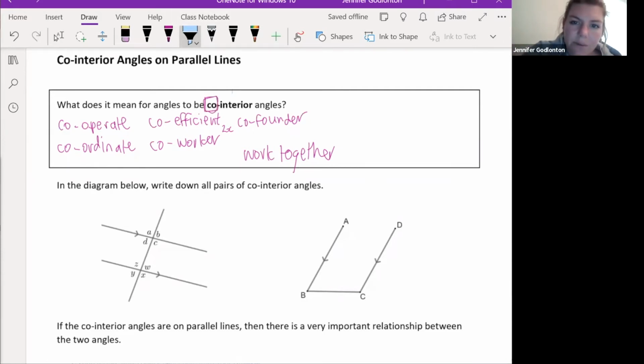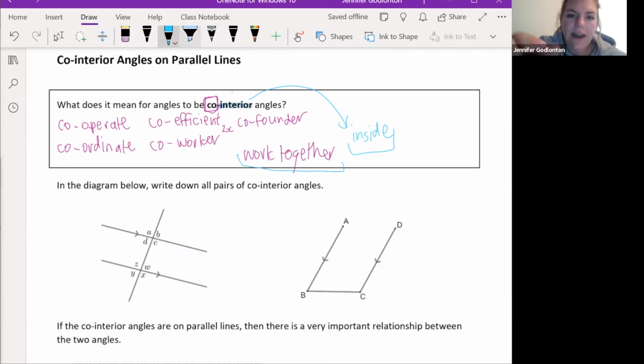Then we have to deal with the word interior. That's nice and easy. What does the word interior mean? Inside. So the word interior means inside. So what we are looking for is things to work together on the inside. That is what we are looking for when we are looking at co-interior angles.